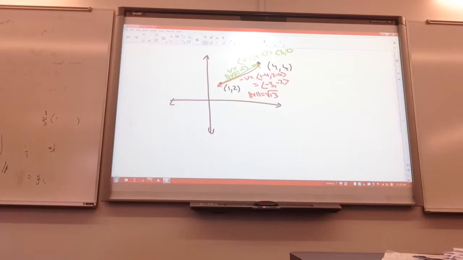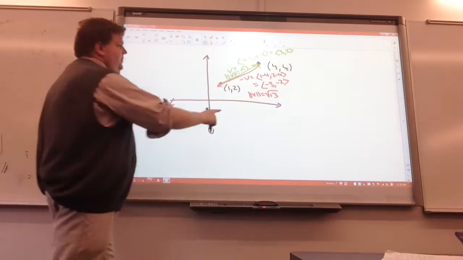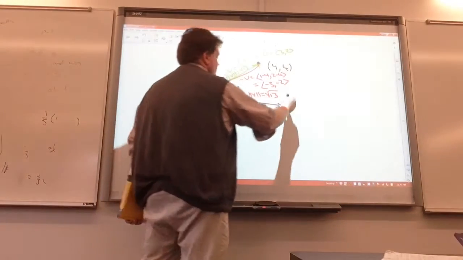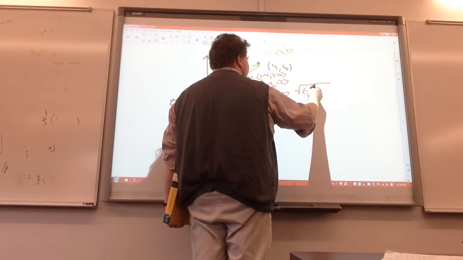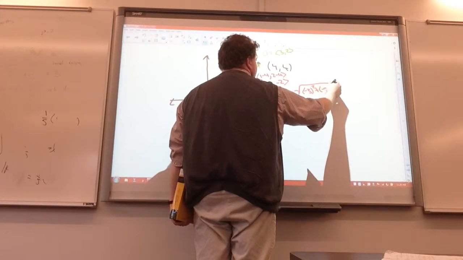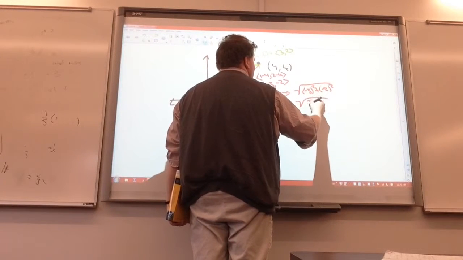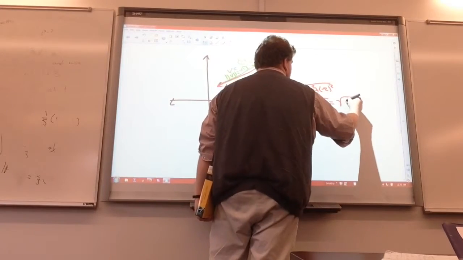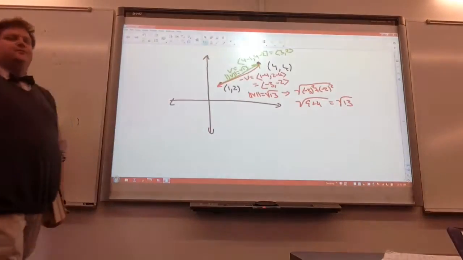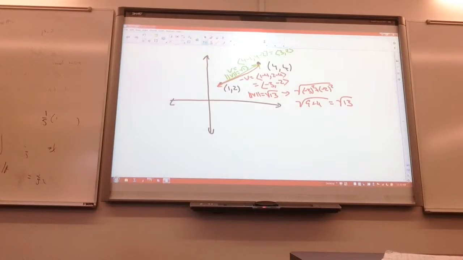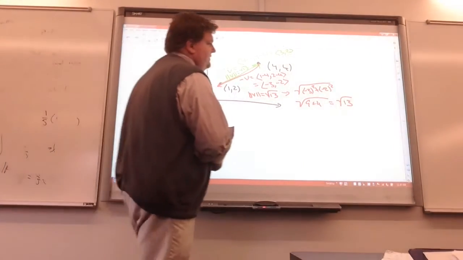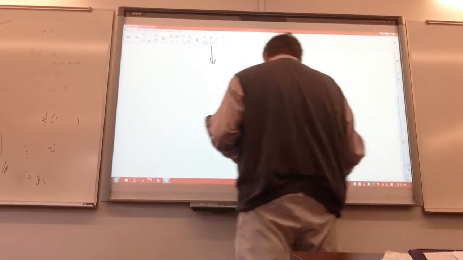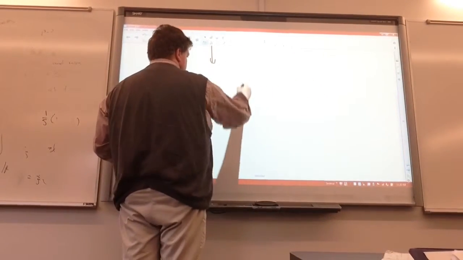I don't understand where the root 13 came from. Okay, so we get this from doing the square root of minus 3 squared plus minus 2 squared, which would be root 9 plus 4, which is root 13. That's the magnitude. Basically, note here, if I redid this system up here, we drew the system fresh.